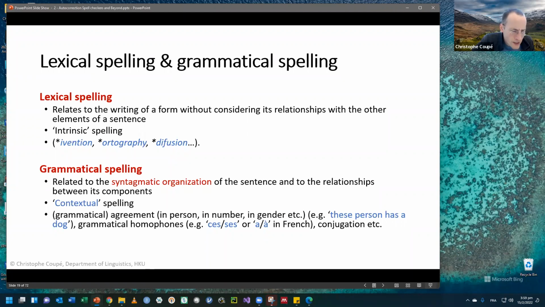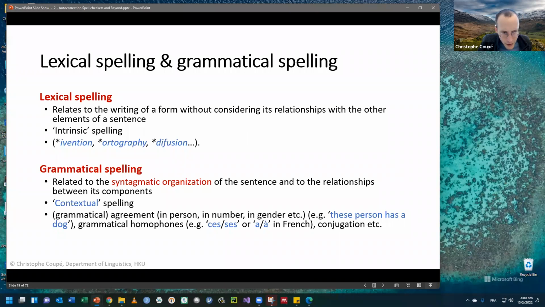So just to give you some examples, you want to write invention and you drop the first N, and now you have something which is not a correct word, which is invention, sorry. Or you want to write orthography, but you drop the H, and then you have orthography. That would be okay in French, but in English it doesn't work, right? Or you want to have diffusion, 2F, but you only write a single F. You could consider those as issues with lexical spelling. So that's different from grammatical spelling.